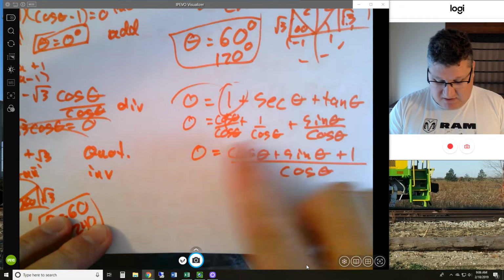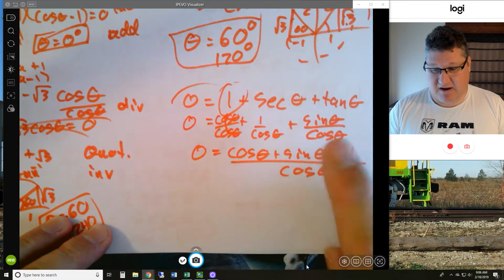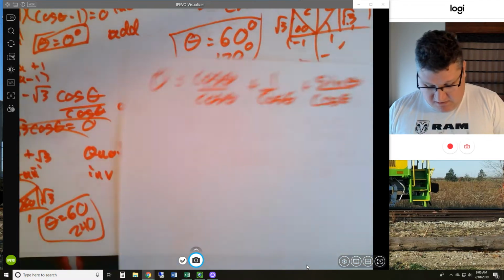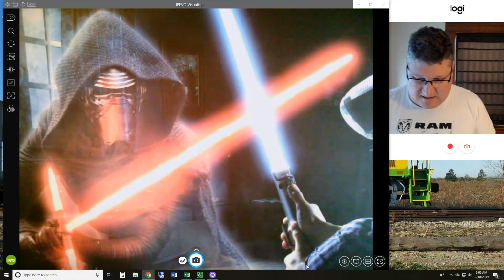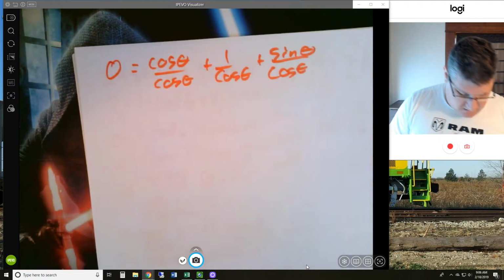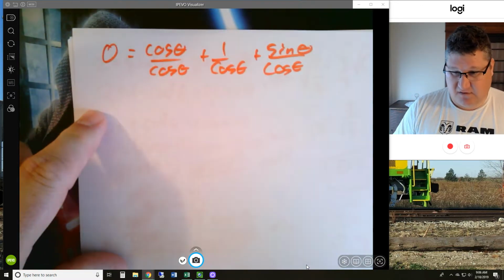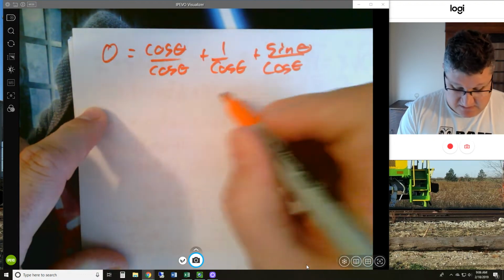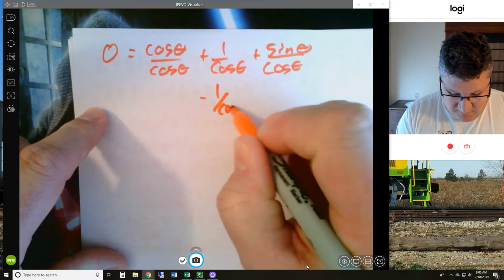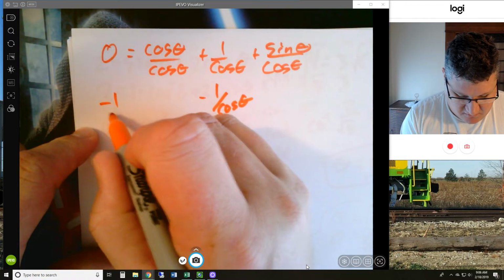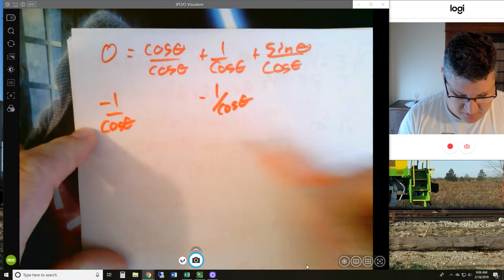You'll notice I tried turning them into sine and cosine, then I abandoned my efforts, okay? Well, let's go back and let's try it again. Let's try it again with sines and cosines. And in this particular case, I could subtract 1 over cosine theta from both sides.